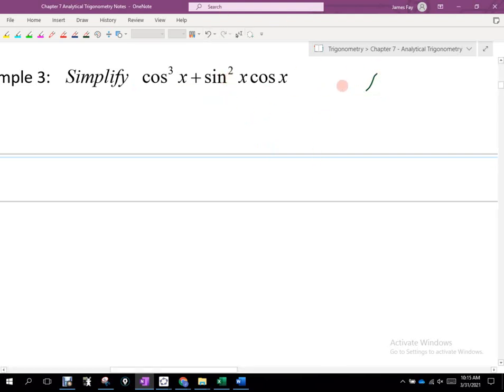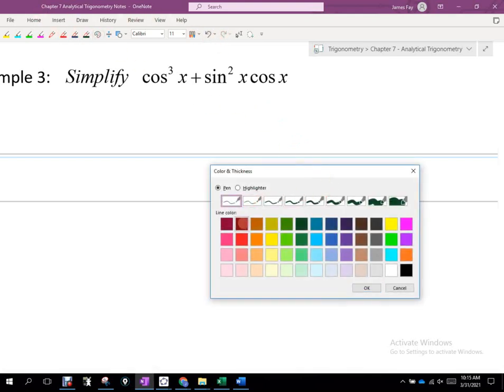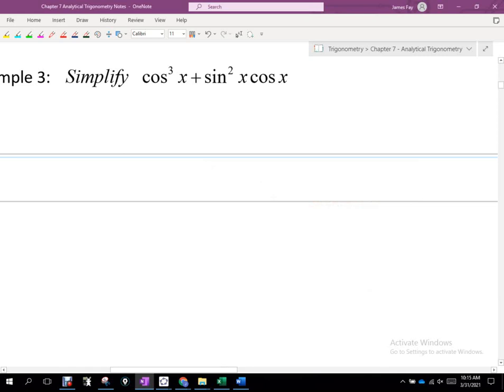But if they don't do that, usually the issue is that people don't go far enough, okay? So just be careful with that as we work through homework questions. WebAssign, I think, will tell you, yes, you have an equivalent format, but it's not fully simplified or something like that, okay?